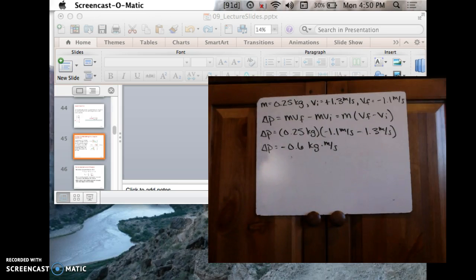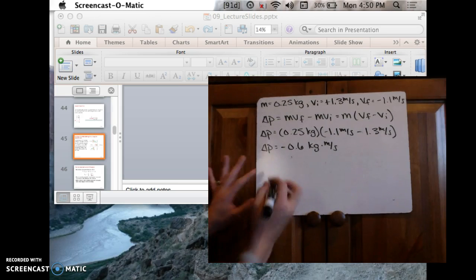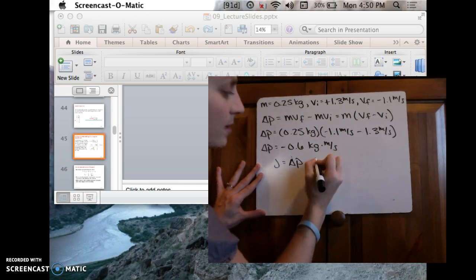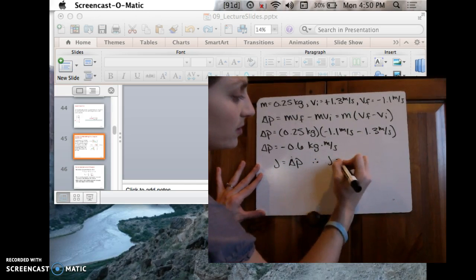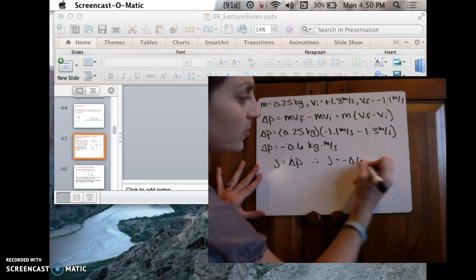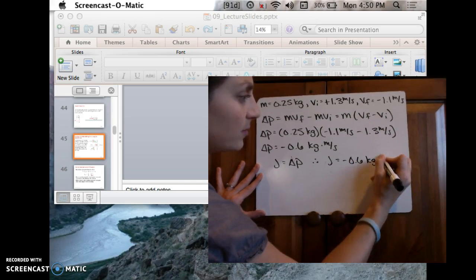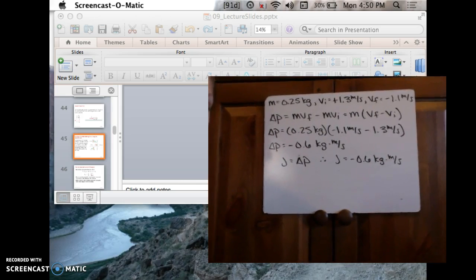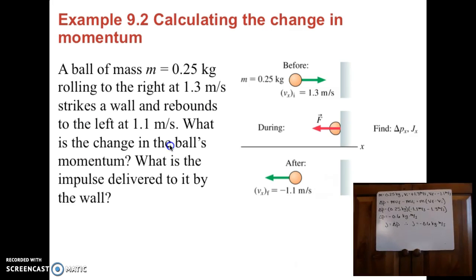So the next part of this question asks, what is the impulse delivered to the ball? And we know impulse is equal to change in momentum. So therefore, my impulse is also equal to negative 0.6 kilograms times meters per second. All right, so moving on with our notes.